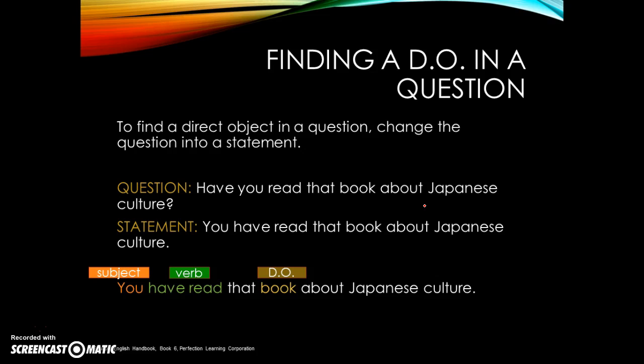So finding a direct object in a question is pretty much the same process, but first you need to change the question to a statement. So in this particular example here, it says, have you read that book about Japanese culture? So you'll want to take that question and change it into a statement. So in this case, the statement is, you have read that book about Japanese culture. Now that I've changed the question to a statement, I can apply my steps of identifying the verb, the subject, then asking what after the verb, and coming up with my direct object.